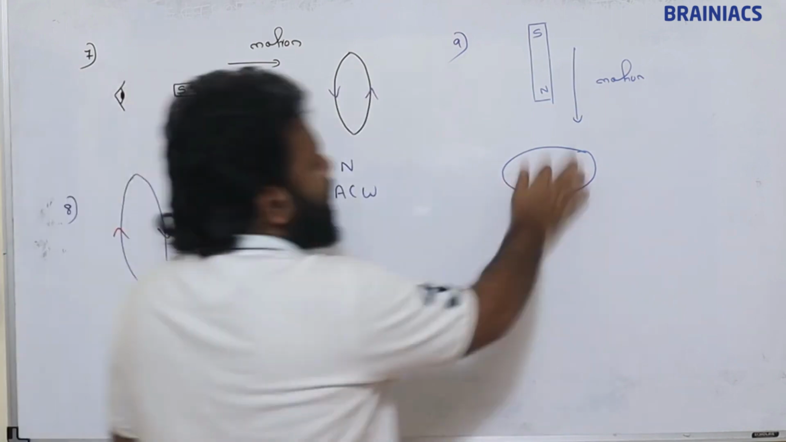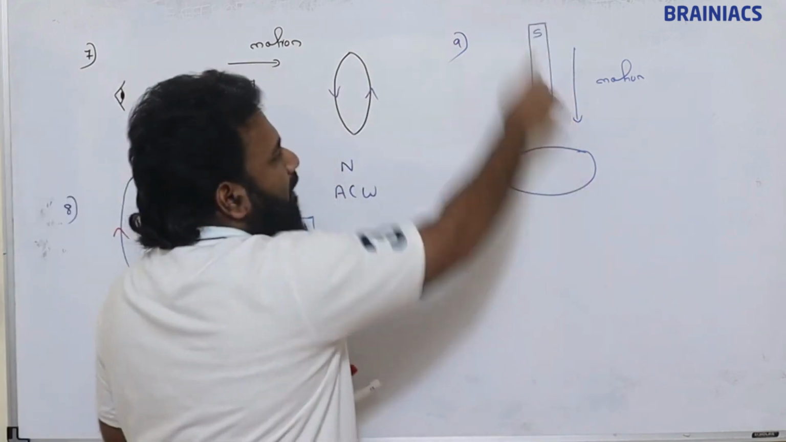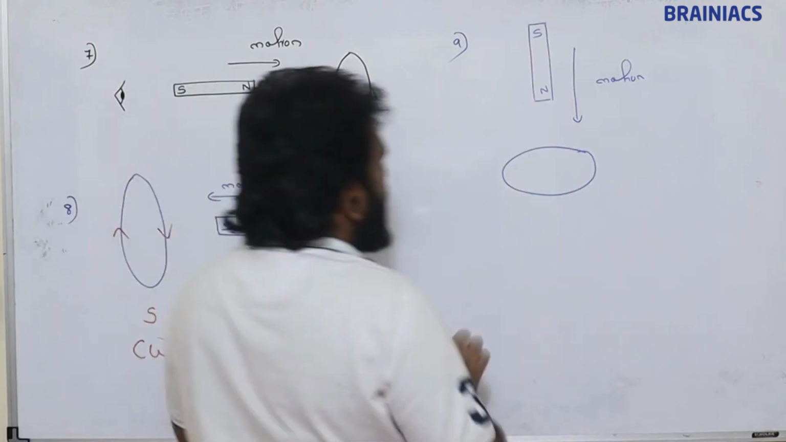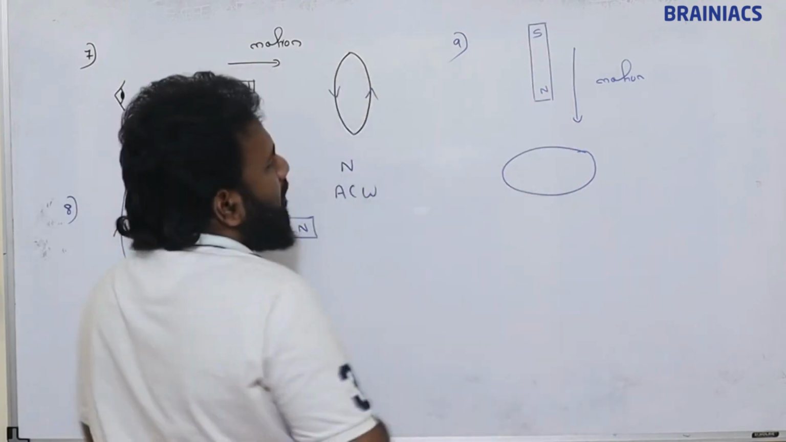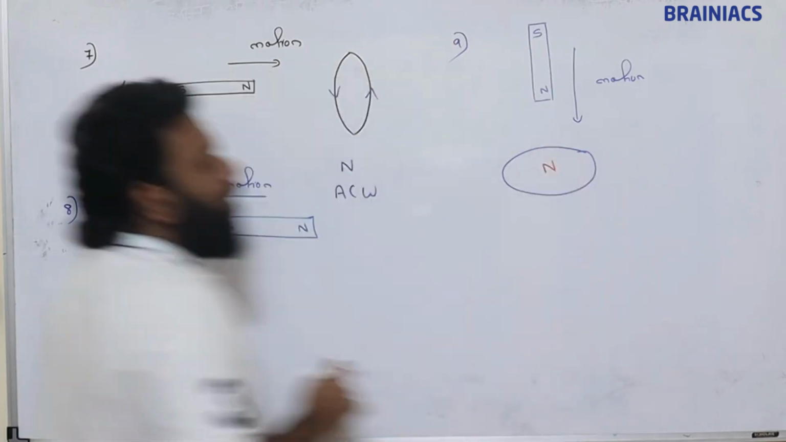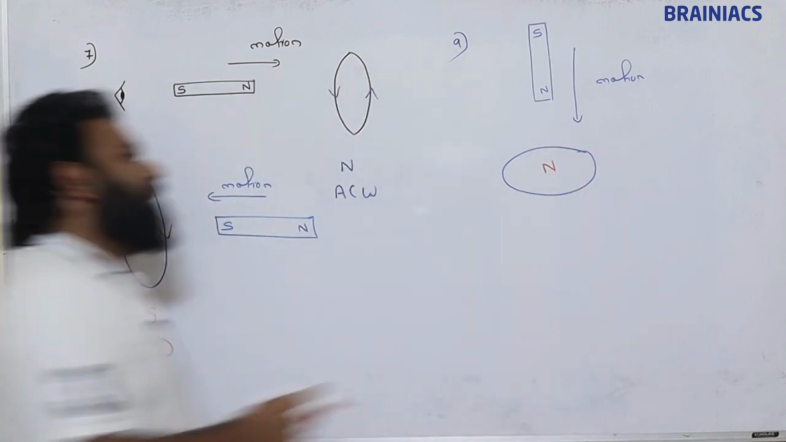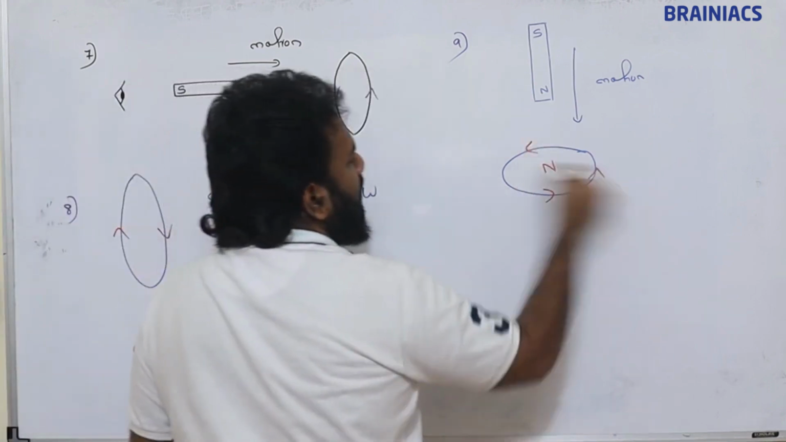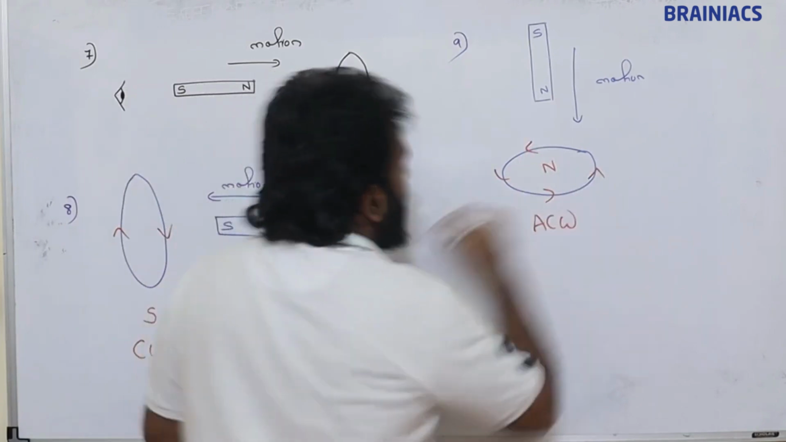Okay, so here a bar magnet is falling, it is coming down. What should be the direction of current here? North pole is coming, so what should we make here? We should make north pole here. North pole means what is the direction of current? Anti-clockwise. Clear?